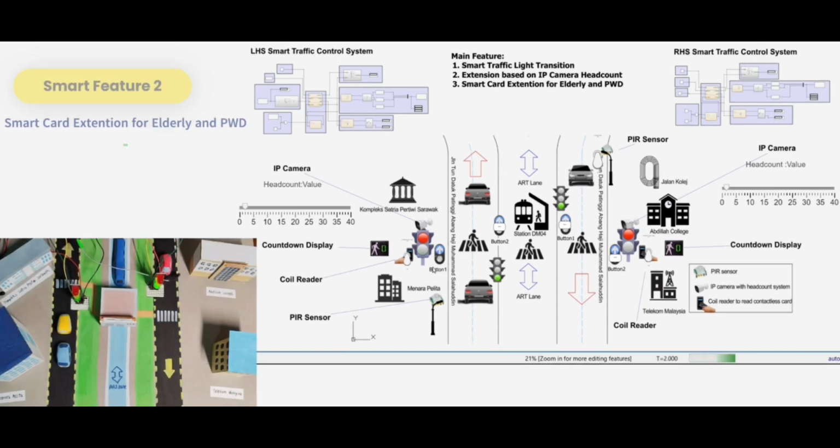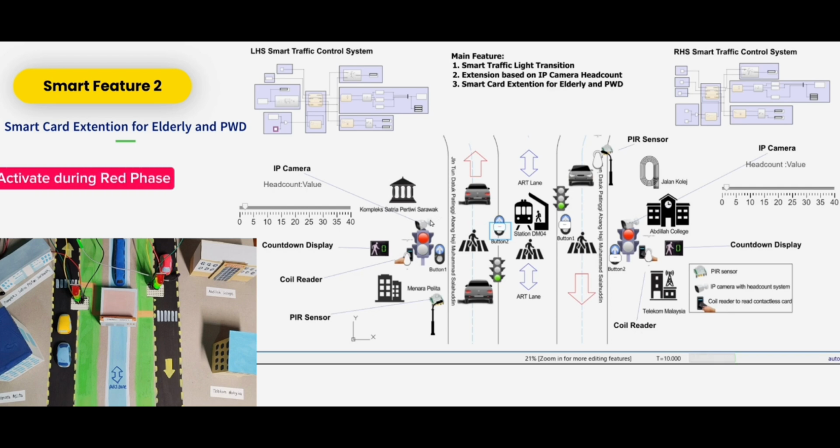The second feature is the smart card extension for elderly and PWD. Different activation timing results in different outcomes. When an elderly person or person with disability taps their card during the red phase of the pedestrian traffic light, 10 seconds of extra time is added to the upcoming green phase. The value increases from the default 15 seconds to 25 seconds.